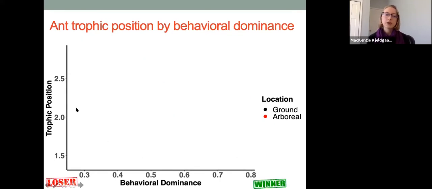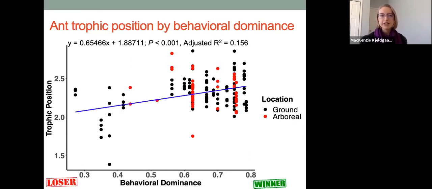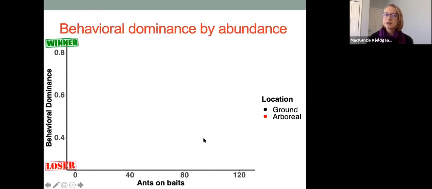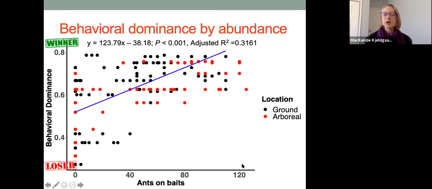Likewise, when we look at ant trophic position by Tawny Crazy Ant behavioral dominance, we see a positive correlation between these variables. So as Tawny Crazy Ants were more predaceous, they were also more likely to outcompete other ant species for baits. And this relationship is likely due to the relationship between ant behavioral dominance and the number of foragers at those baits. So as there were more ants on the baits, they were more likely to outcompete other ant species for that resource.